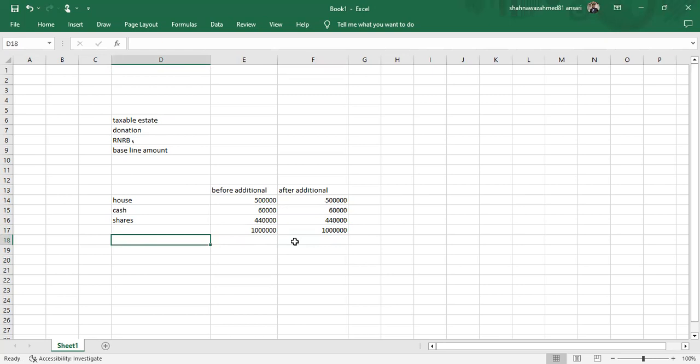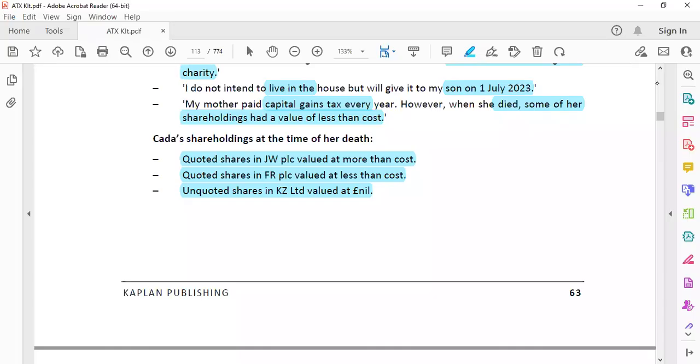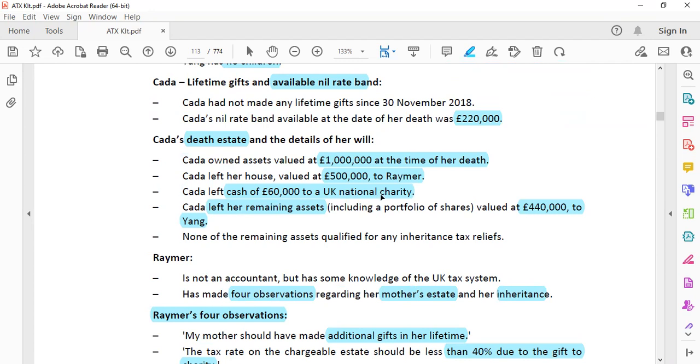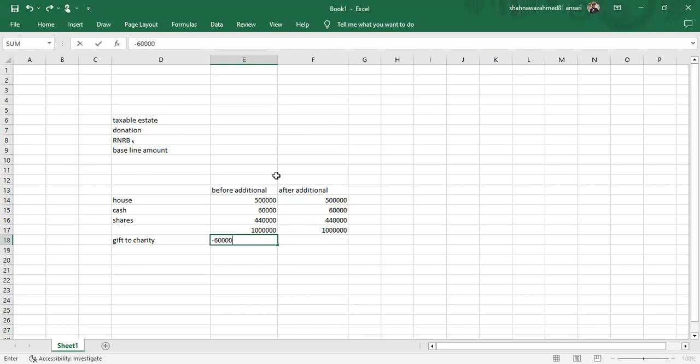Now, after the value of assets and deduction of all the liabilities, what do we need to do? We have to deduct inter-spouse transfer and gift to charity. So let's deduct gift to charity. Originally, what was the charity amount in the question? CADA left 60,000 to UK National Charity. So the charity amount is minus 60,000. After deduction of this, we get the gross chargeable estate value, that is 940,000.